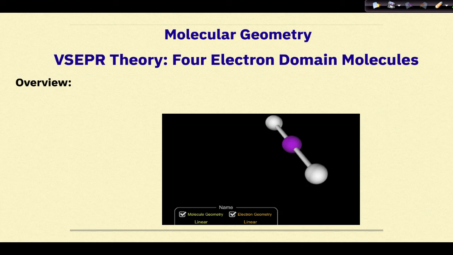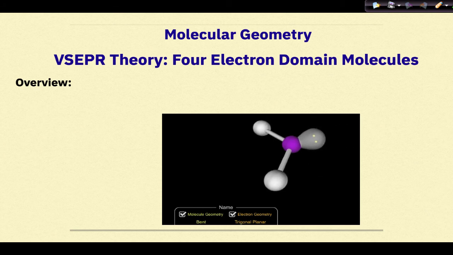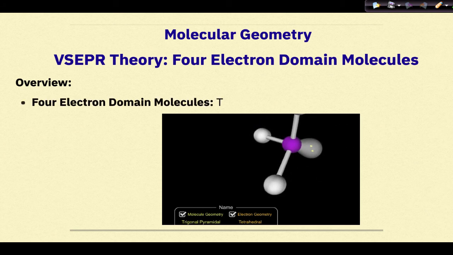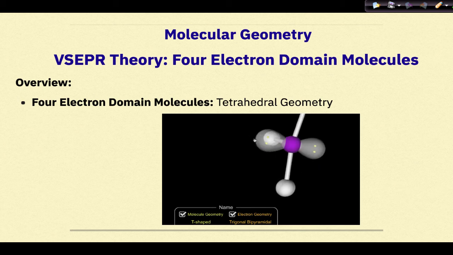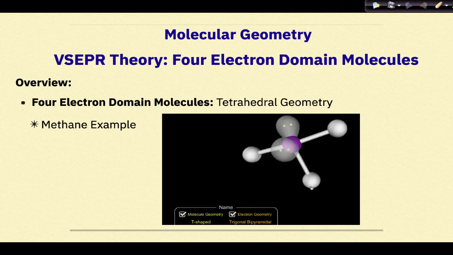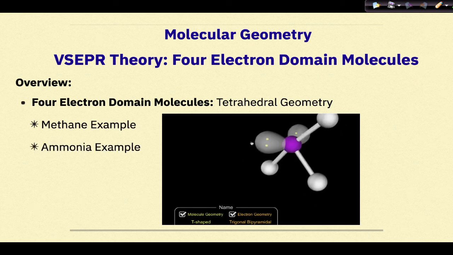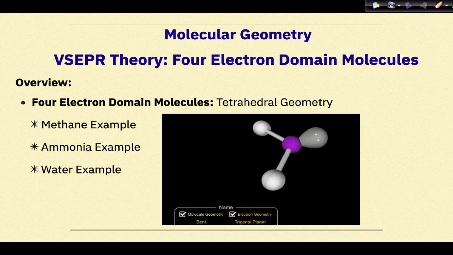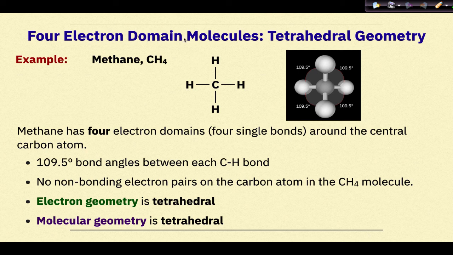Molecular geometry, VSEPR theory, 4 electron domain molecules. In this tutorial, we will be looking at 4 electron domain molecules, tetrahedral geometry. We'll be looking at a methane example, an ammonia example, and a water example. 4 electron domain molecules, tetrahedral geometry.